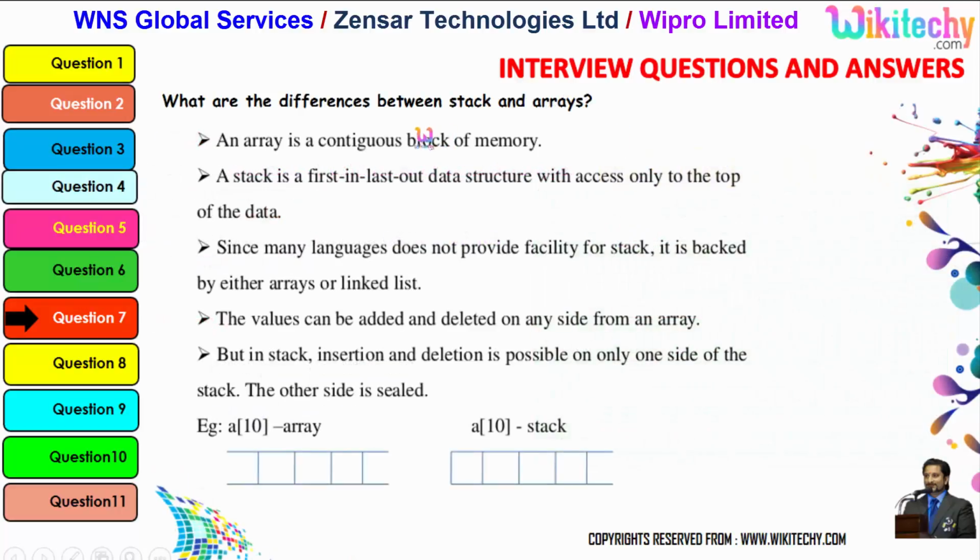Now let's talk about the differences between stack and arrays. It is really the same. An array is a continuous block of memory and you can insert and delete on both sides. Whereas a stack has only one side to insert and delete. The last one who comes in will come out first. That's how the stack works. That's the difference.